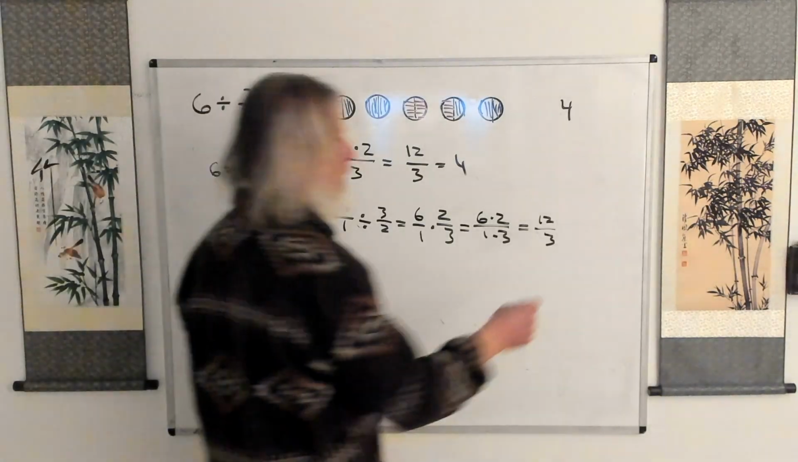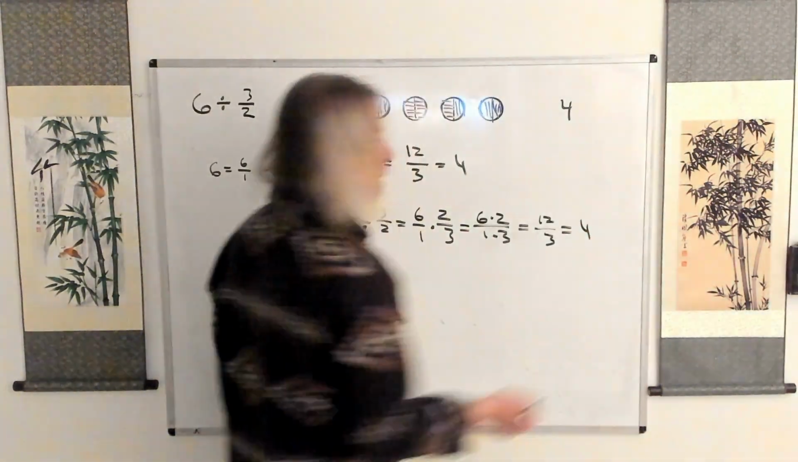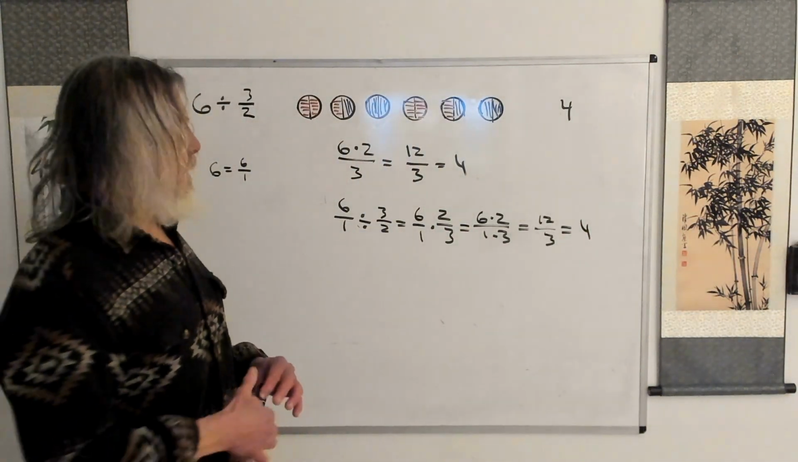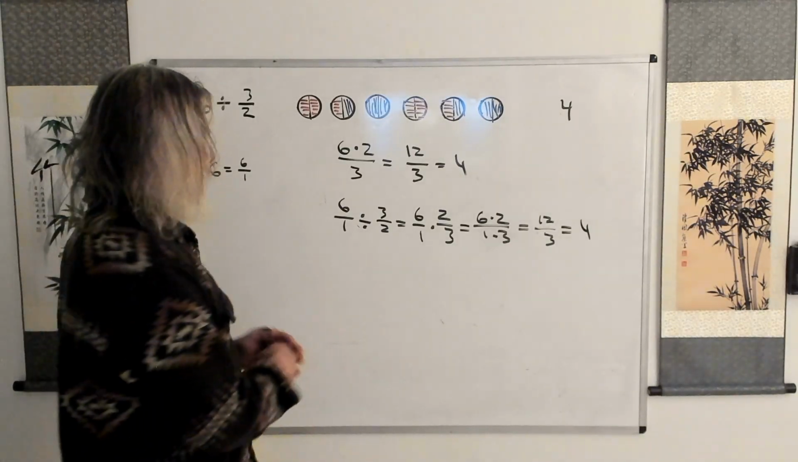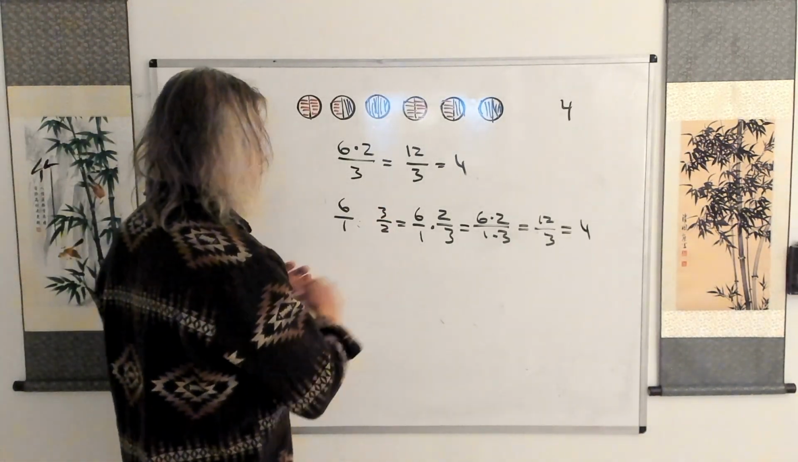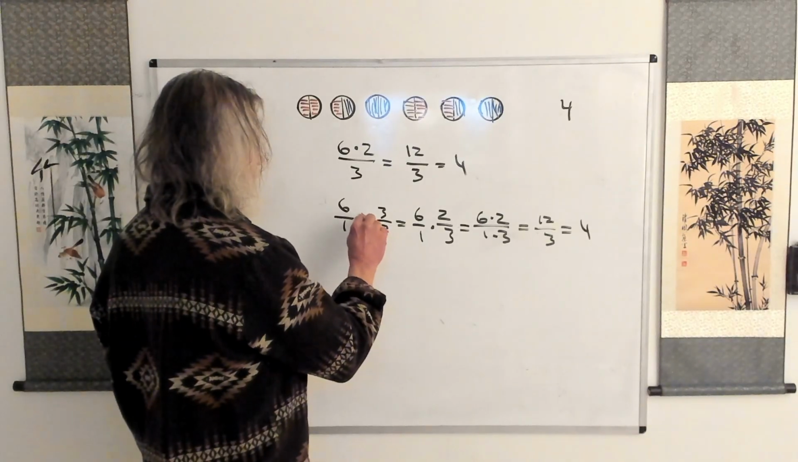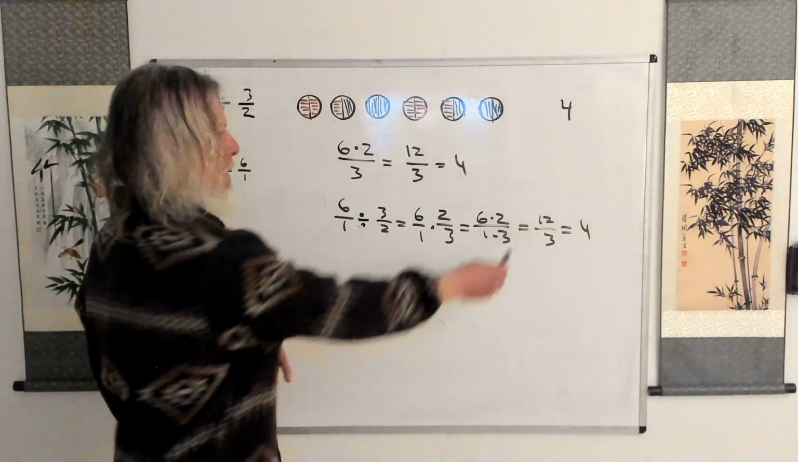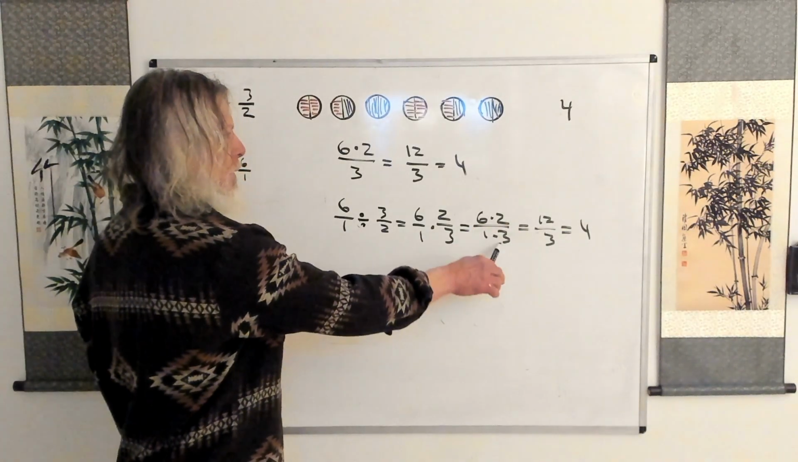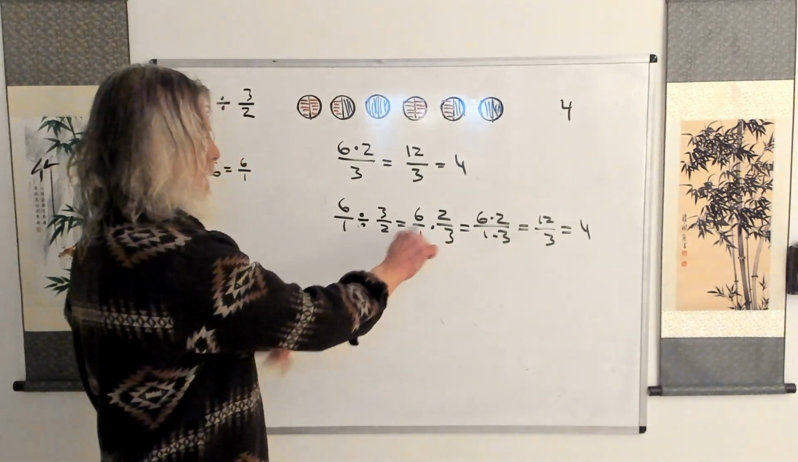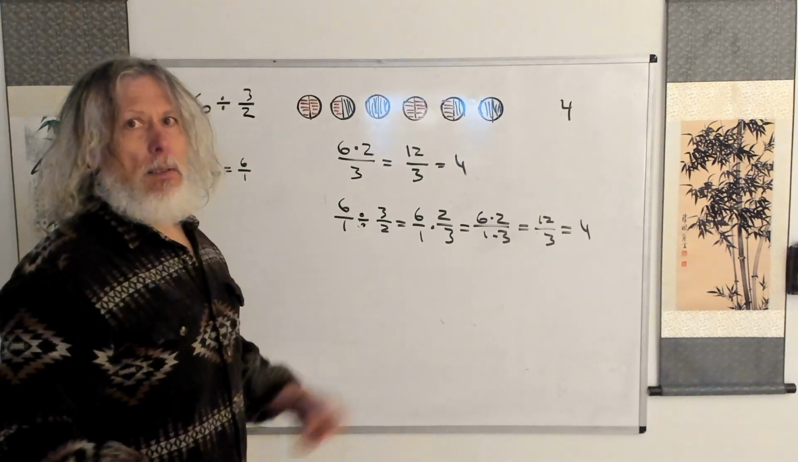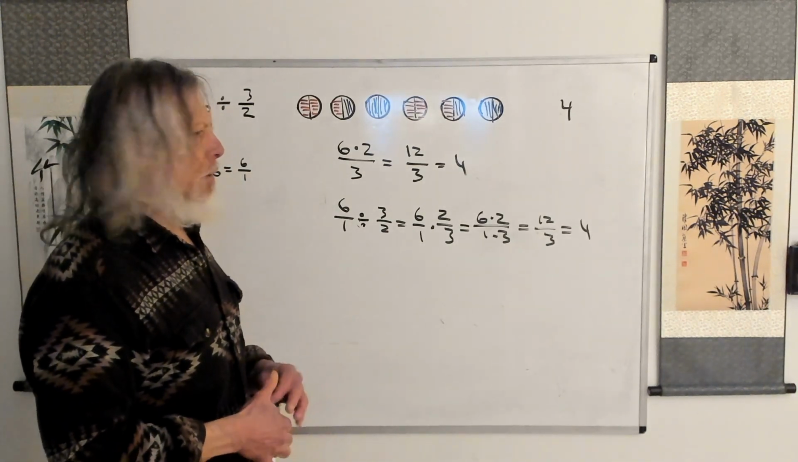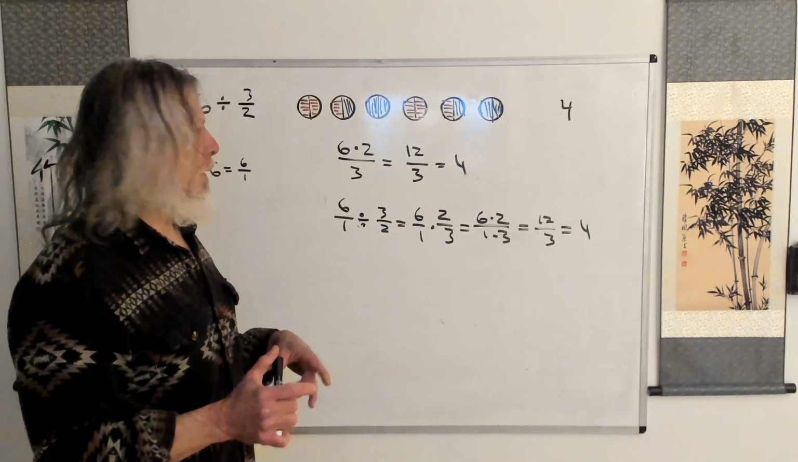And that gives us our 4. So again, there's the idea, helps illustrate it. 6 divided by 3 halves. To get the 12 over 3 and 6 over 2, 6 times 2 over 3. If we flip this, we get it. Just as we did with the 6 divided by 1 half, or the other one will do.